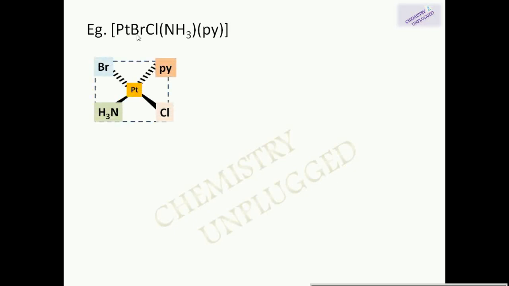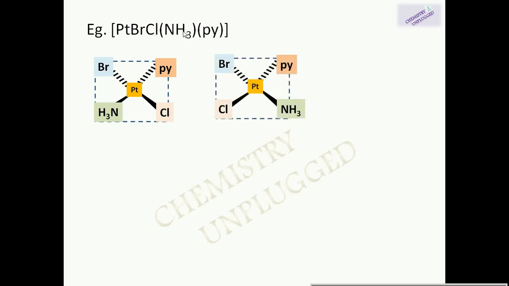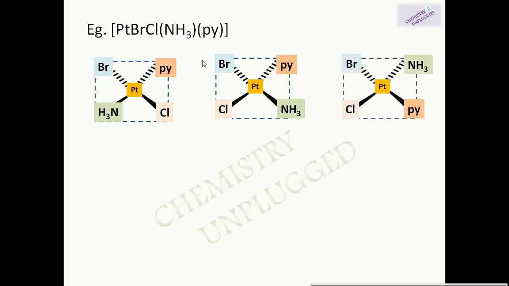We have an example here, Pt(Br)(Cl)(NH3)(Py). First, suppose A is trans to B, Cl. Br is trans to Cl. In the next, A is trans to C, where C is NH3. Br is trans to NH3. In the next combination, A is trans to pyridine and Br is trans to this Py. So these are three possible isomers.